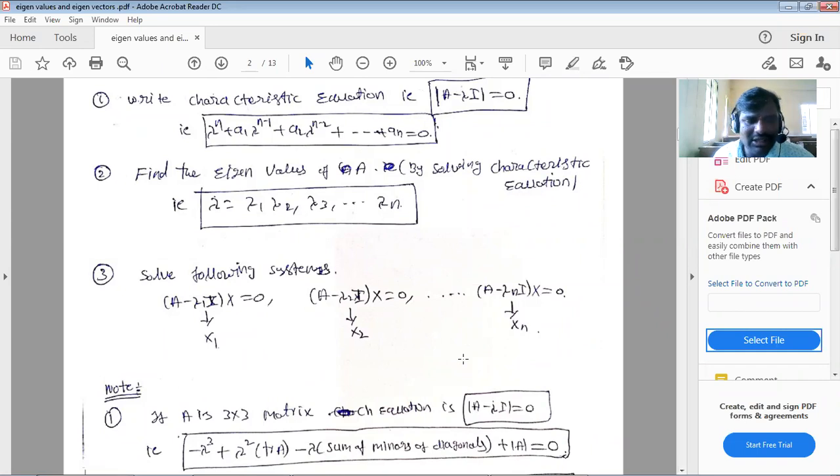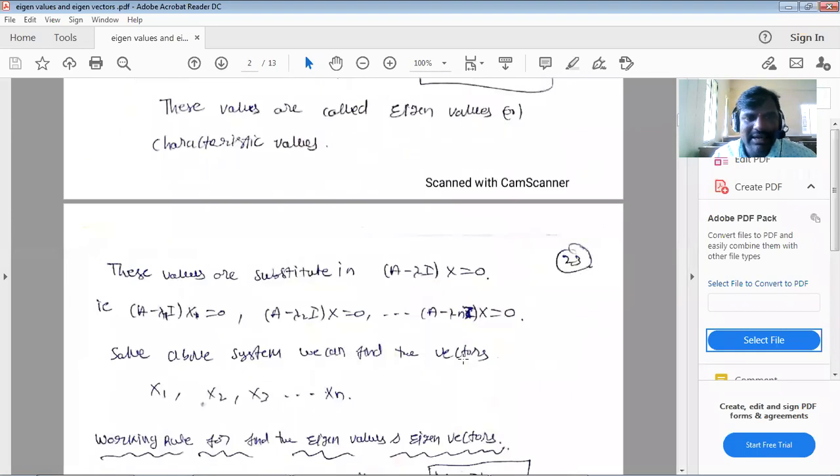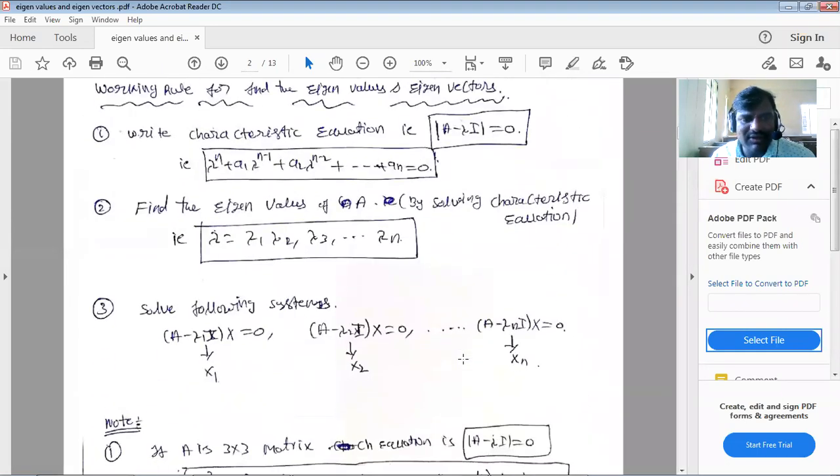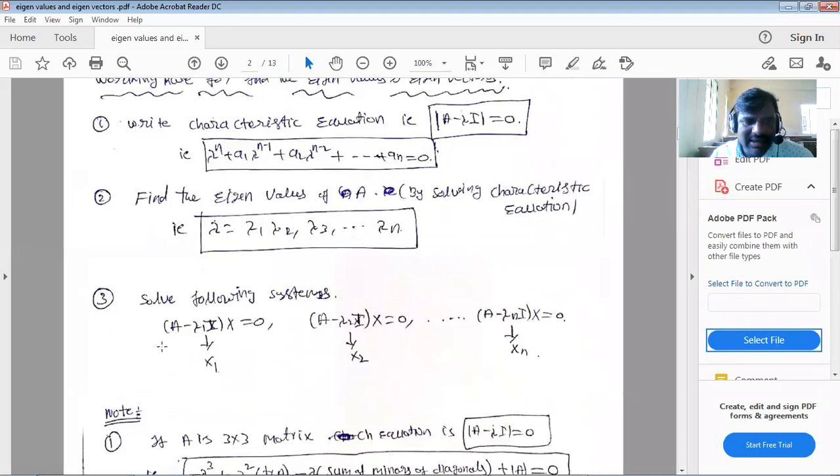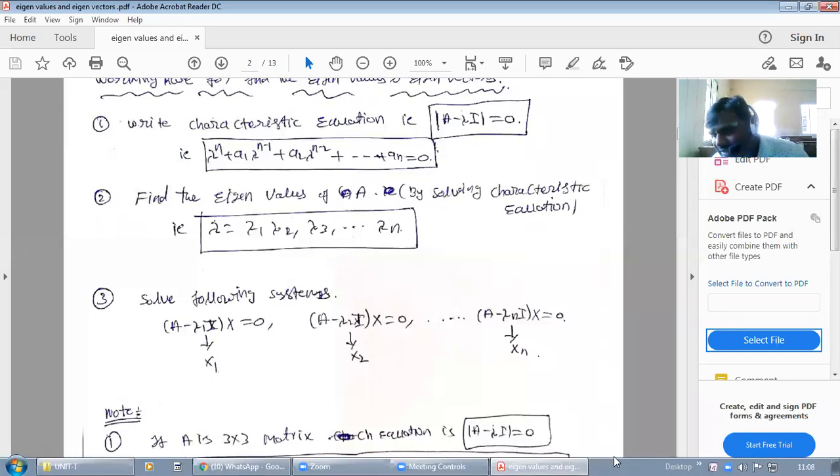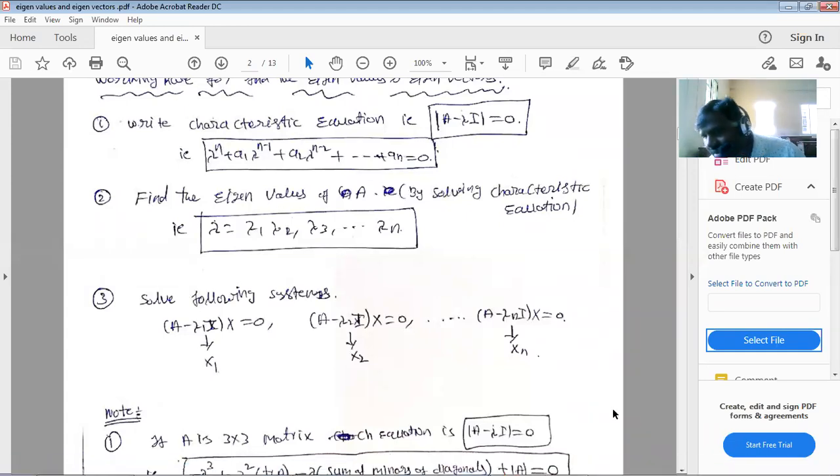We have already discussed all the problems above. See here, after finding the solution of the system, you get one vector, and you write capital X is equal to x1, x2, x3. That vector is called an eigenvector corresponding to the eigenvalue lambda 1. This is the working rule for finding the eigenvalues and eigenvectors of the given problem.